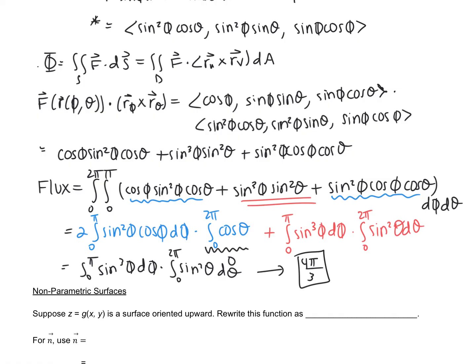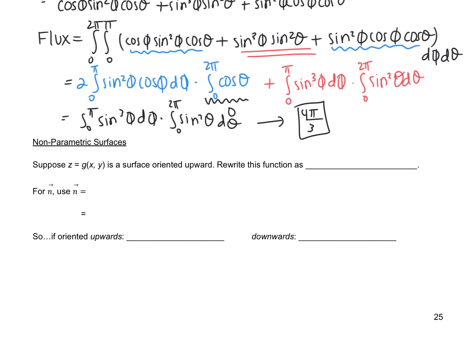Okay, so the next logical question that's going to come up, and this is the last thing we're going to talk about, is what happens if you have a non-parametric surface. What happens if you have a surface that is not easy to write parametrically? How are you going to calculate the flux? Well, let's suppose that we have some function z that is a function of x and y, and let's assume that it is a surface oriented upward. Now I want to emphasize here, upward orientation is not the same as positive or natural. So upward does not mean positive or natural.